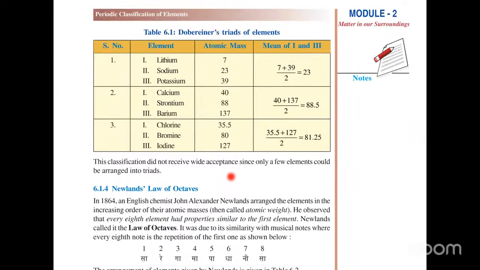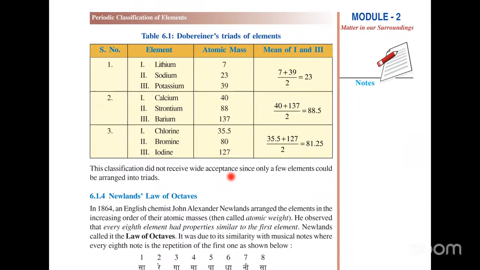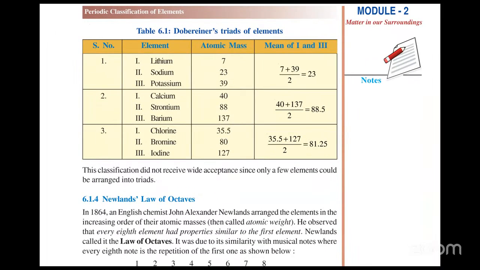You can see that he made 3 triads. The first is lithium, sodium, potassium. Just now I told you, you can check that the sum of these two divided by 2 is 23, and 23 is the mass of sodium also. Then calcium, strontium, and barium, and chlorine, bromine, and iodine.